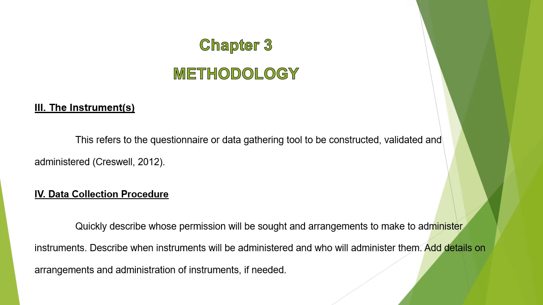Okay. Number 4 is the data collection procedure. Briefly describe whose permission will be sought and the arrangement to administer the instrument. Describe when the instrument will be administered and who will administer them. Add details on arrangement and administration of instruments if needed. Now, in this case, you will just explain the step-by-step procedure and how you're going to gather the data. That is under data collection procedure.